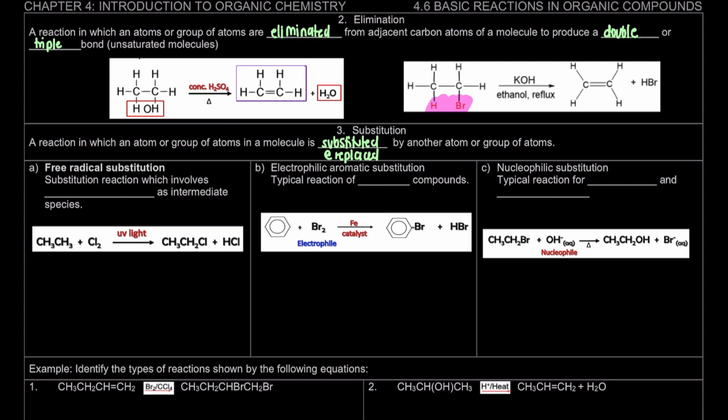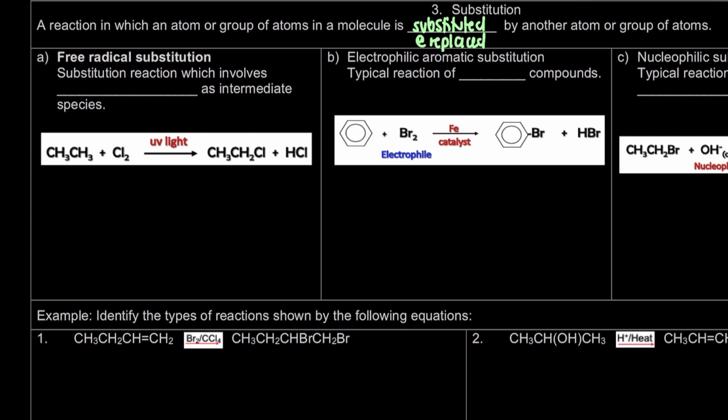Let us look at the first case, free radical substitution. Since the name has free radical, it means that the reaction involves free radicals as intermediate species. So how do we know it is free radical substitution? When there's the presence of UV, or sometimes you use hv. So here is the UV.